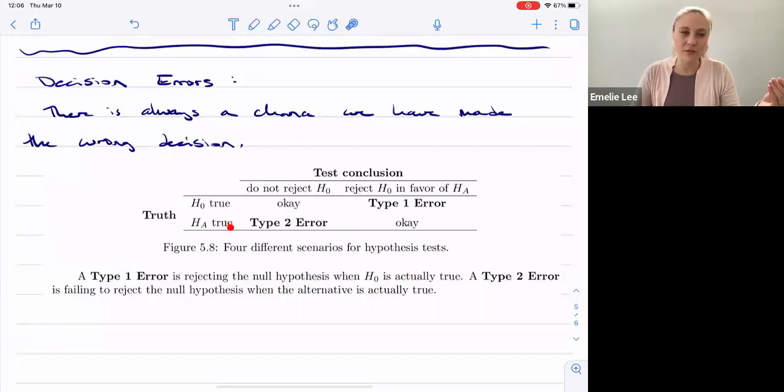If the alternative is true and I do not reject H naught, so I stick with H naught, then I've made what we call a type 2 error. If I've rejected H naught and H naught is false, then I'm fine, right? And so there's only 2 errors that I could make, and the type 1 error rate is the alpha level.